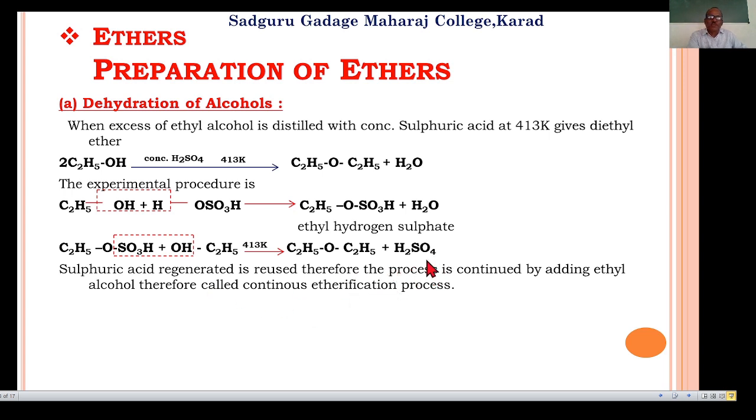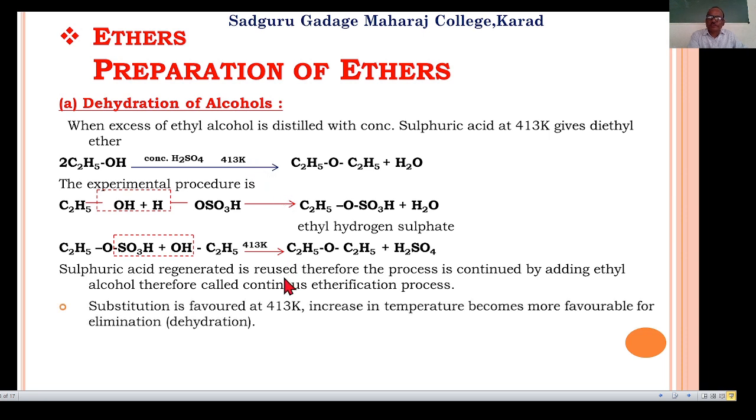This reaction is also called a continuous etherification process because the sulfuric acid regenerated is reused. Therefore, the process is continued by adding ethyl alcohol. So for formation of ether, the temperature is important, that is 413 Kelvin. Substitution is favored at 413 Kelvin. If we increase the temperature, then an elimination reaction takes place, that is dehydration takes place, and the product is alkene.